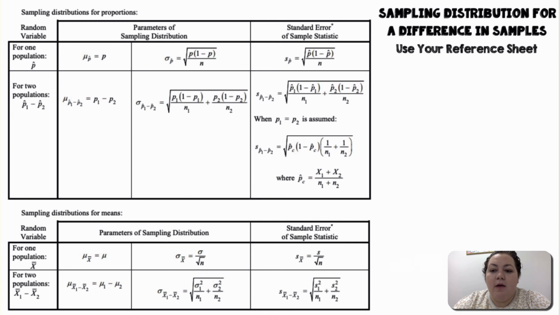If I'm doing a sampling distribution for a difference in samples, so a difference in proportions or difference in means, then I'm going to be using my reference sheet. For two proportions or two means, I use the reference sheet to figure out what the mean and the standard deviation are, and then I follow the steps just as I did with the other ones, except you have to find the mean and the standard deviation with two pieces first.